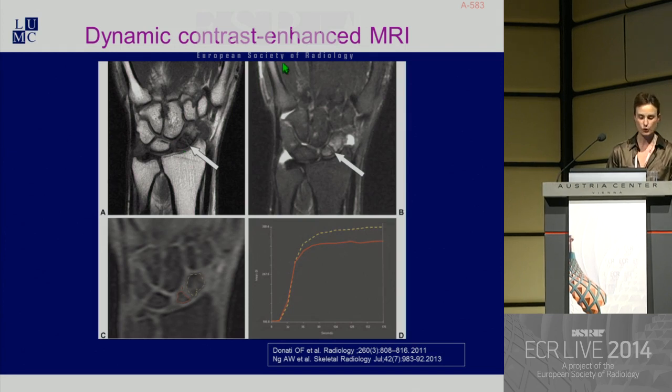With the dynamic contrast enhanced MRI, we can evaluate that there is a good perfusion of the proximal pole of the scaphoid compared with the distal pole.